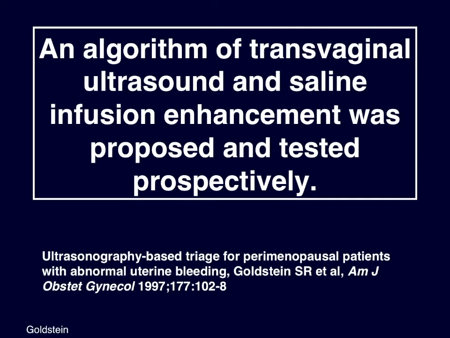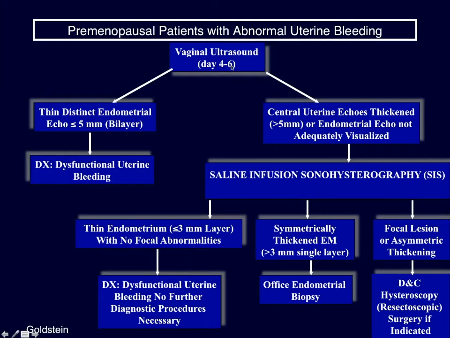So we published an algorithm of transvaginal ultrasound and saline infusion enhancement that we proposed and tested prospectively. It's really not an oh my god slide. What we did in those days was a vaginal ultrasound on day 4 to 6. If we saw a thin, distinct endometrial echo less than or equal to 5 millimeters, and these were now premenopausal patients, we made a diagnosis of dysfunctional anovulatory bleeding.